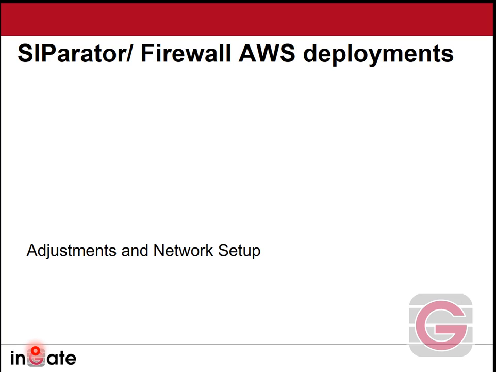This is session number 4, and we are going to talk about some additional adjustments and network setup needed on the AWS VPC and EC2. Let's go to the next one.